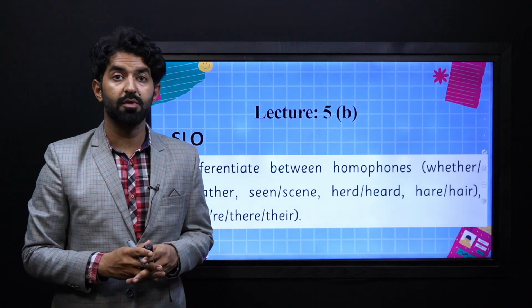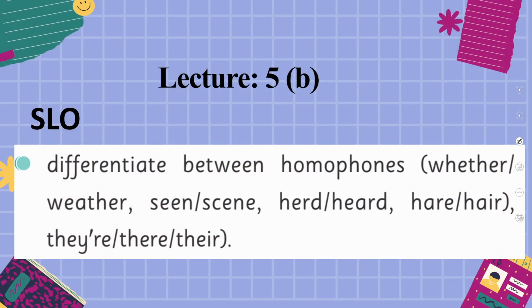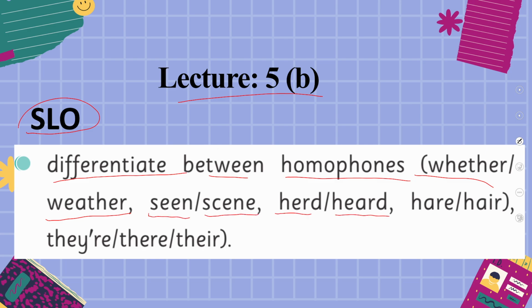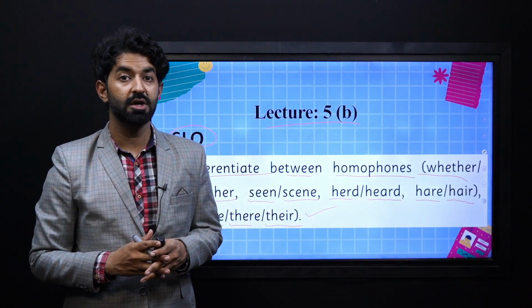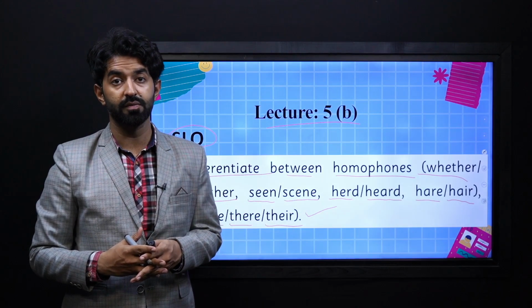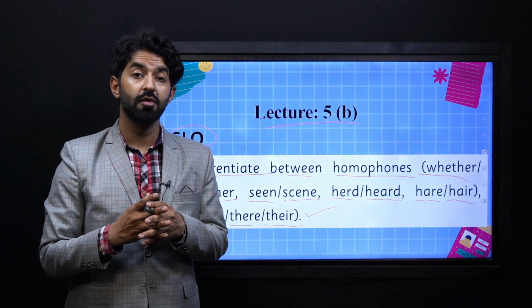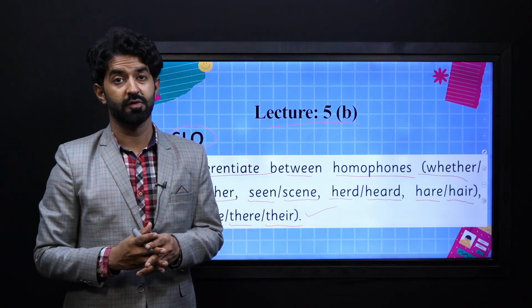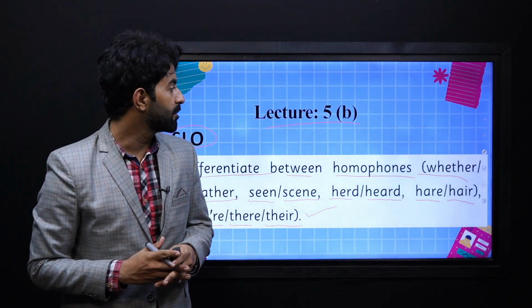And with our lecture number 5B, we will be talking about the student's learning outcome, differentiate between homophones, whether or weather, seen or scene, heard or herd, here or hear, they're, their and there. So all these words sound familiar. They are called homophones, and we will be thoroughly exploring homophones in this lecture number 5B.